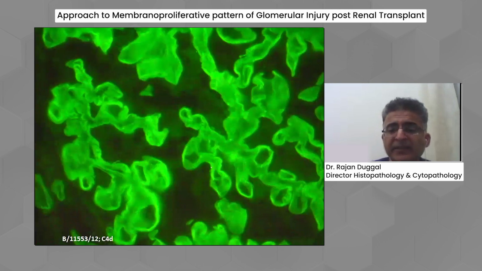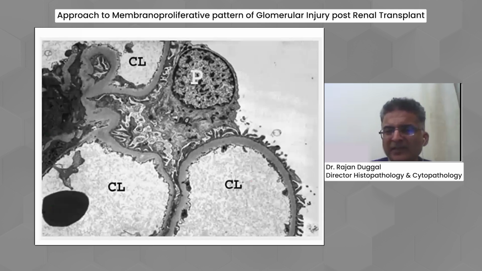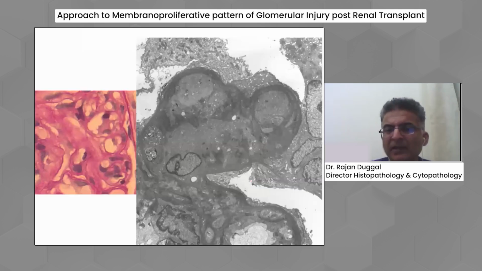Normally C4D is seen in the mesangium, but if you find C4D along the glomerular capillary wall or glomerular capillary loop, that is consistent with a chronic antibody-related process. I've shown you this before. What I want to highlight is whatever duplications you are seeing here, on ultrastructure examination you see multiple layers of GBM.